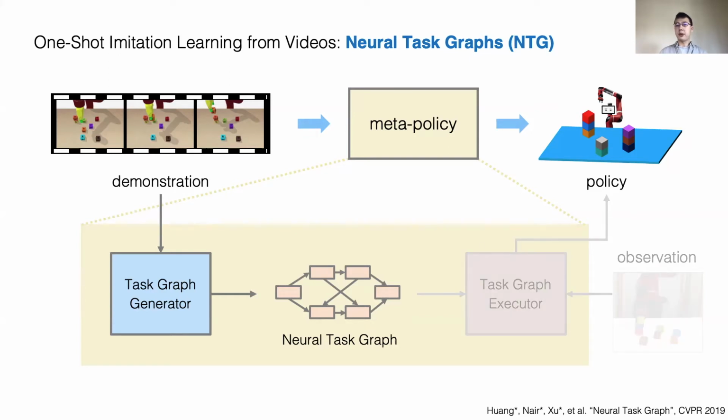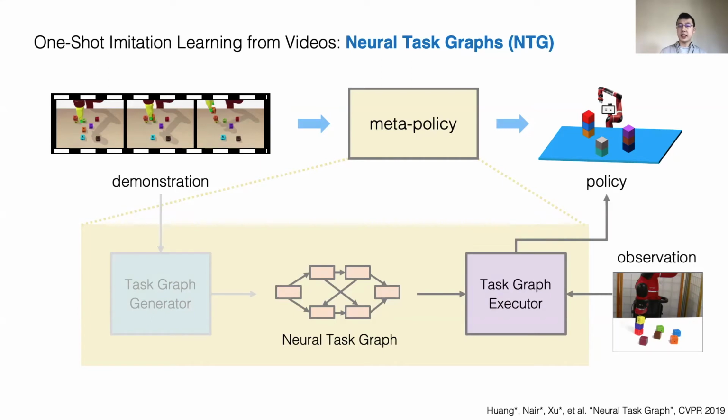So there are two key components in our NTG model. The first component is a task graph generator that takes a set of video demonstrations as input and constructs a neural task graph. And the task graph generator here is implemented as some kind of graph neural network. The second component is a task graph executor that looks at the current observation and the task graph we just constructed and decides what is the next action to do. And this essentially gives us the policy.